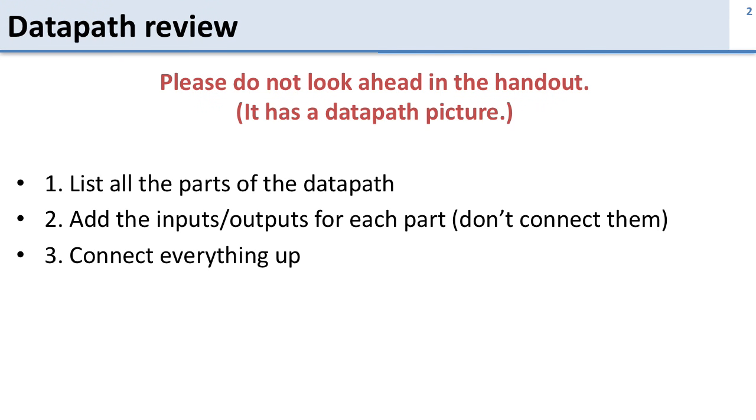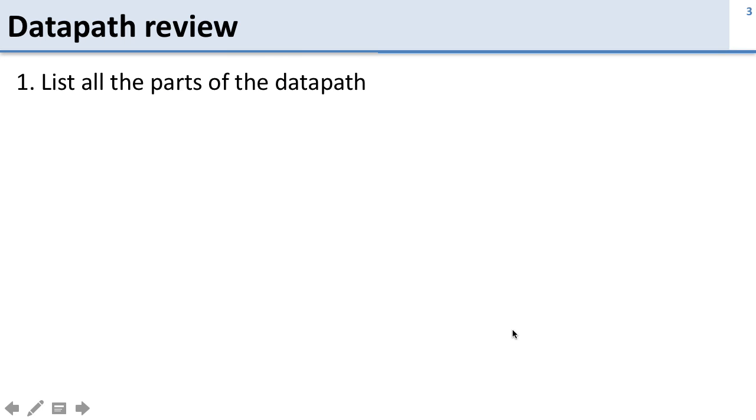Let's start off reviewing the data path. So we're going to do this in three parts. We're going to first go through and have you list all the parts of the data path, then show what their inputs and outputs are, and then finally connect everything up. So parts of the answer of this are ahead, so don't skip ahead when you're doing this. So let's get started. Go ahead and list all the parts of the data path.